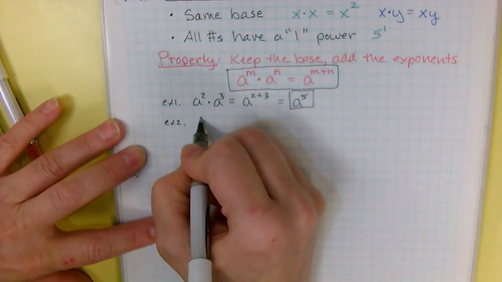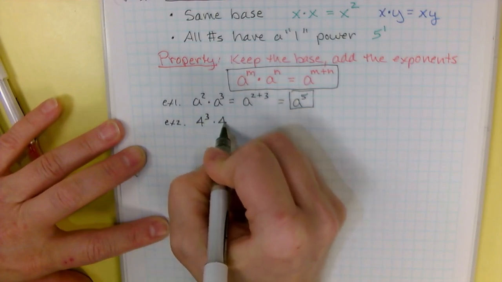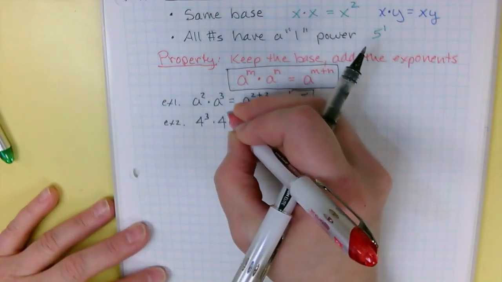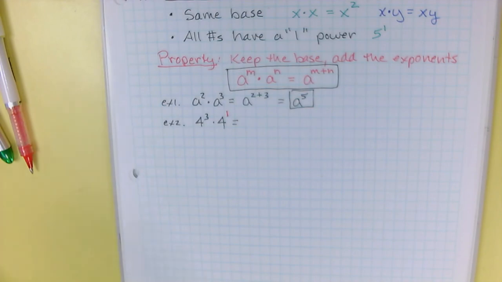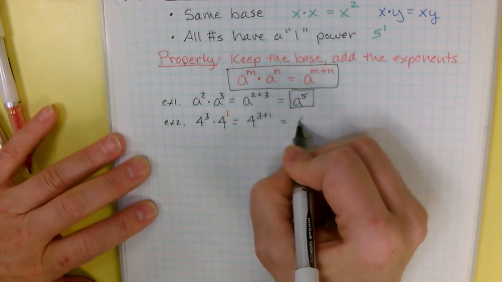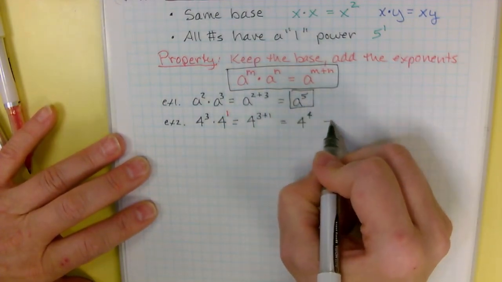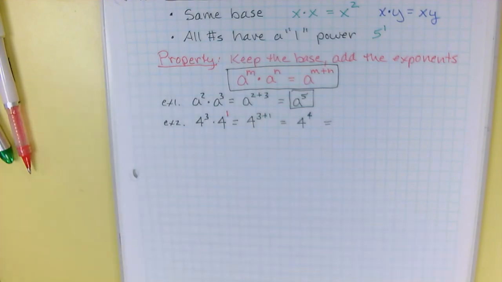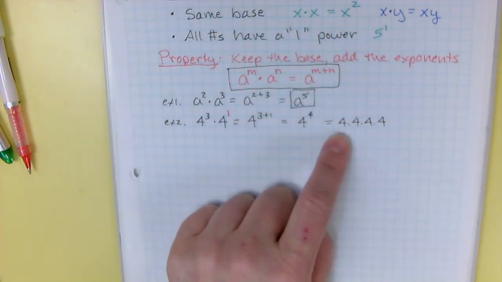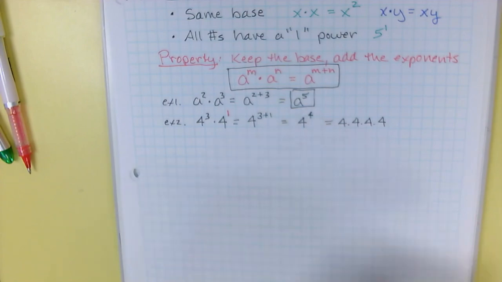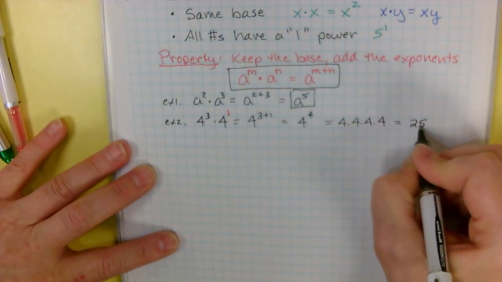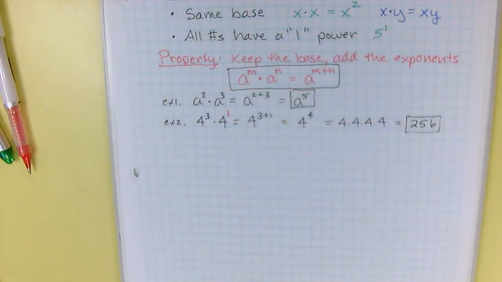All right, let's do another example. 4 cubed times 4. All right, that little 4 has an invisible 1 in the exponent position. So when you multiply, keep the base, which is 4, add the exponents, 3 plus 1, so it's 4 to the 4th. Now, numbers you always multiply out. 4 to the 4th is 4 times 4 times 4 times 4. The big number tells you what the base is. The little one tells you how many of them you multiply together. So this means there's 4 4s, which is 256. So always multiply numbers out.